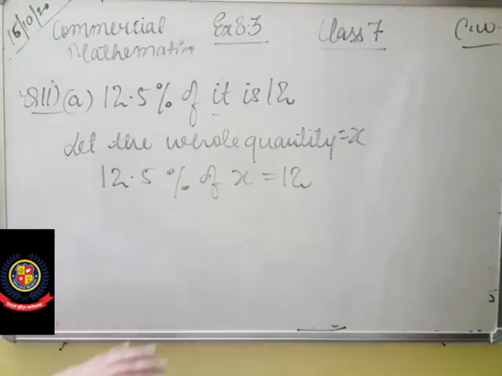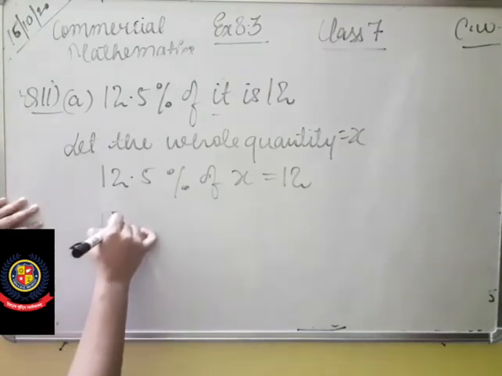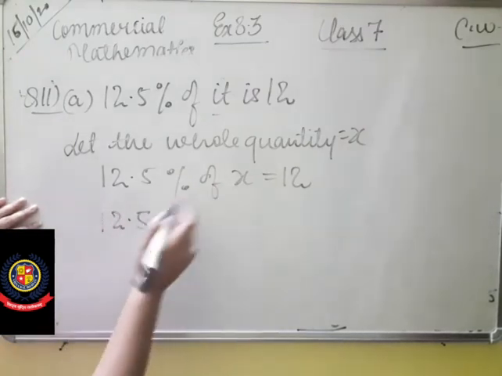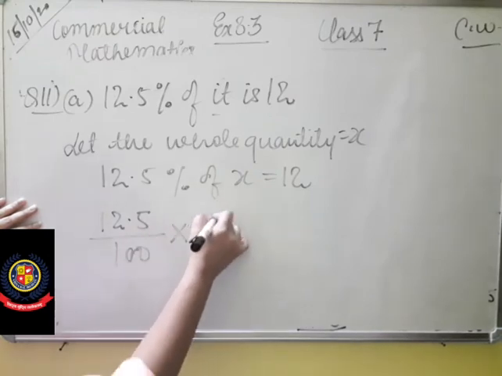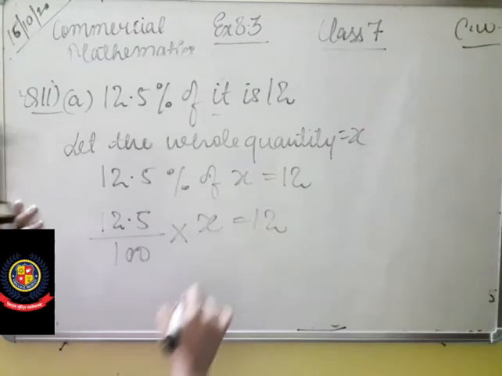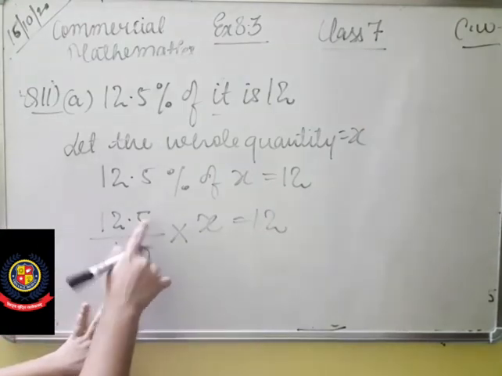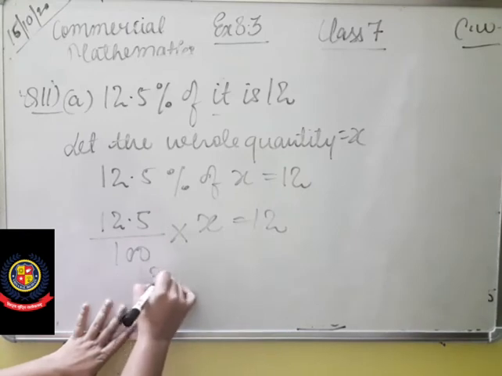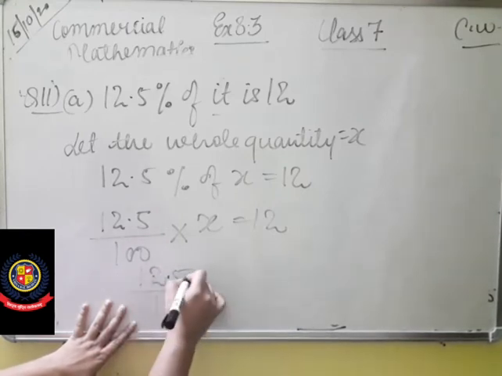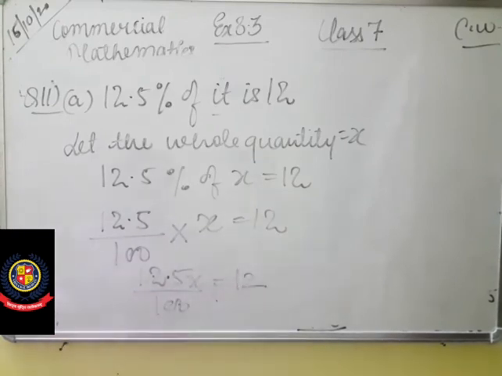So same procedure as we are doing, 12.5, remove this percentage and write 100 upon, in place of of you will write multiply, and x is equals to 12. This will become 12.5 upon 100, x is equals to 12. We can write it like this.